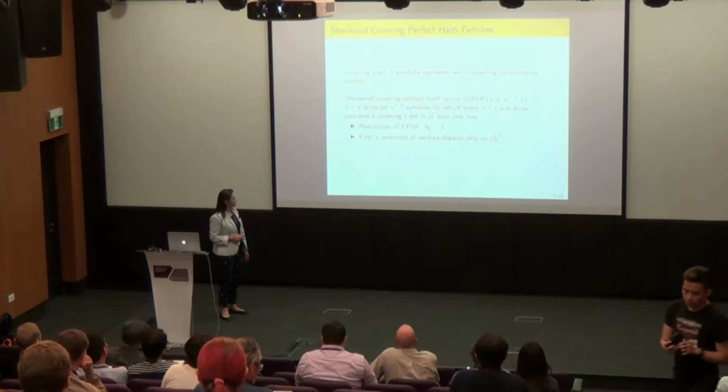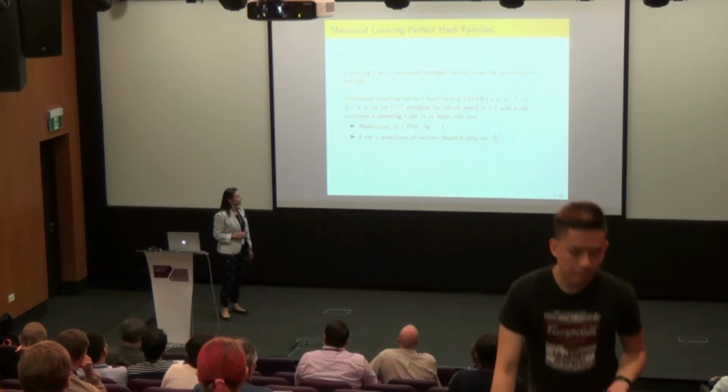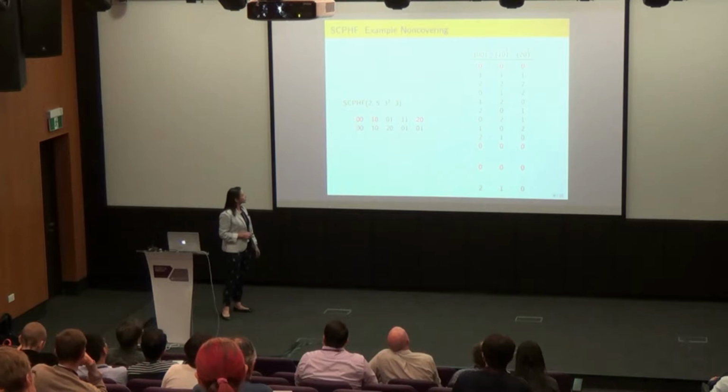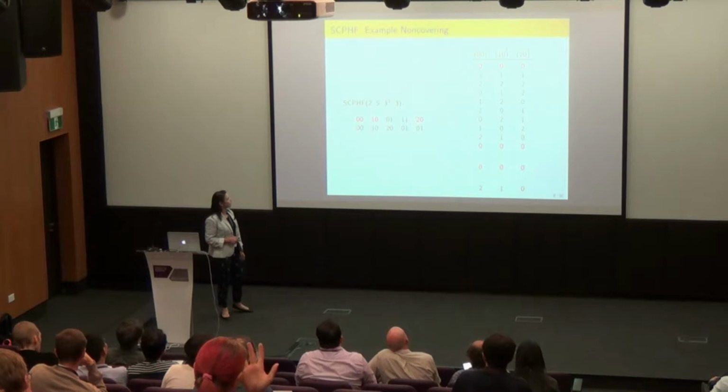This restriction gives us the property that the first v positions of every vector only depend on v0, and therefore the first v positions of every vector are a constant tuple of the same values, and they're all the same for every vector. So here's an example. On the left is a Sherwood covering perfect hash family that has 2 rows, 5 columns, 9 symbols, and it has strength 3.